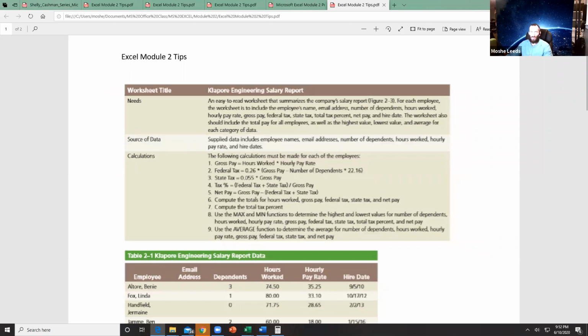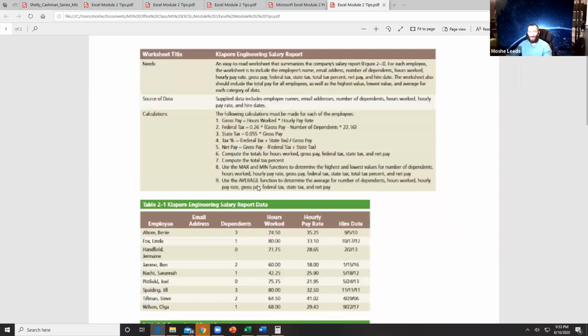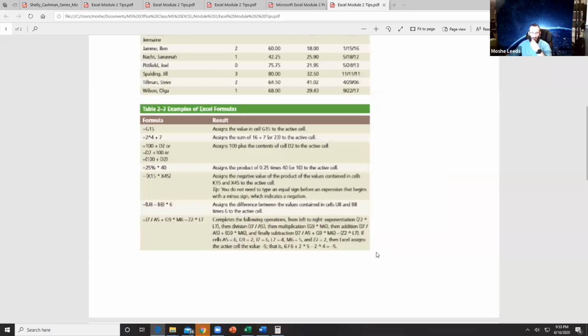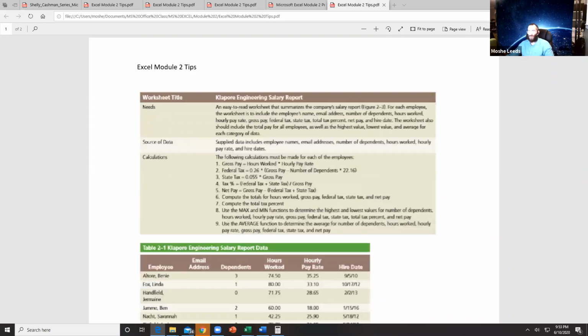Okay. So here, I know it's a little blurry, sorry. This is the module 2 tips. This is spelling out the formulas for each of the rows. The header names, it's not telling you the cells, but it's telling you the header names. So you would select the appropriate row for each of the formulas to make sure that you get that right. Hopefully that will be helpful, just so you could double check to make sure that you're doing the correct calculations.